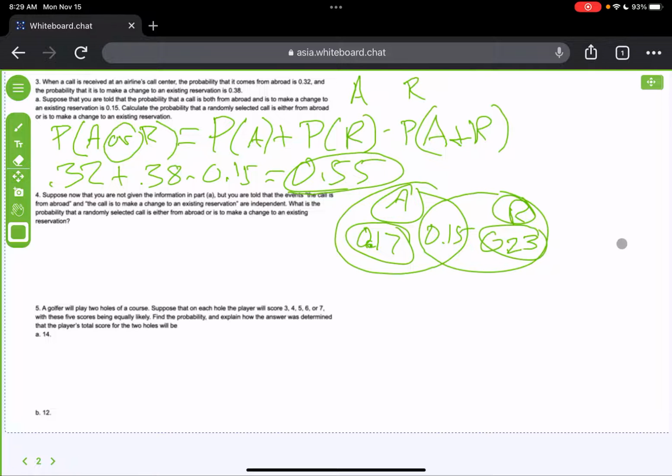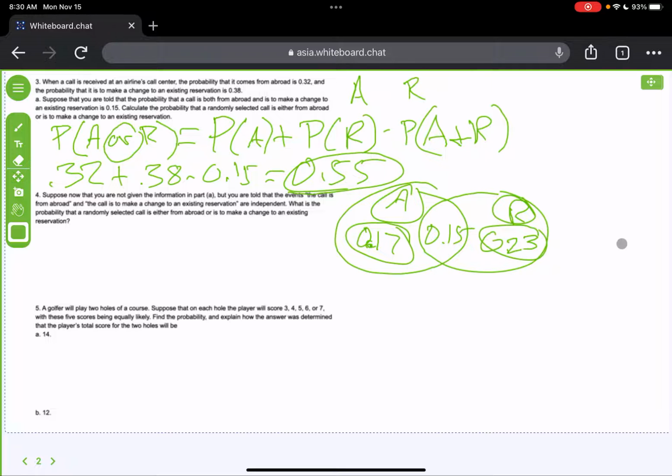Suppose now that you are not given the information in part A, but you are told that the events of the call is from abroad and the call to make a change to an existing reservation are independent. Now, that makes sense, right? If you call from abroad, does that mean you have to make a change to your reservation? Does it mean that you can't make a change to your reservation? No, because you calling from abroad doesn't affect whether you're calling about a reservation or not, right? So, this says, what is the probability that a randomly selected call is either from abroad or to make a change to an existing reservation.